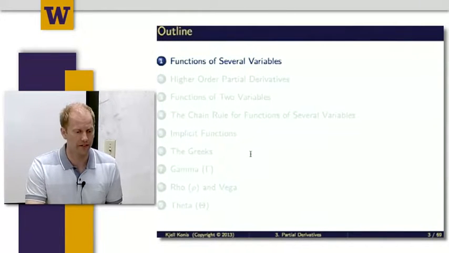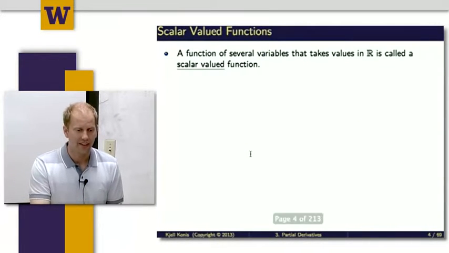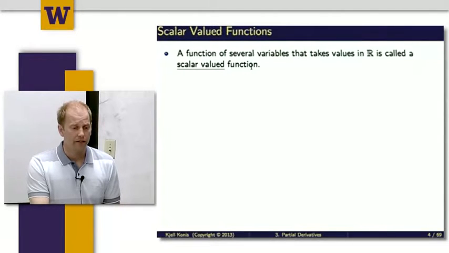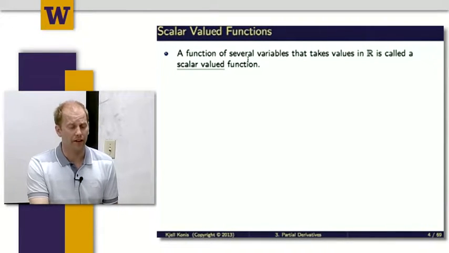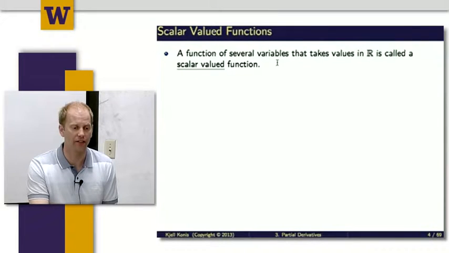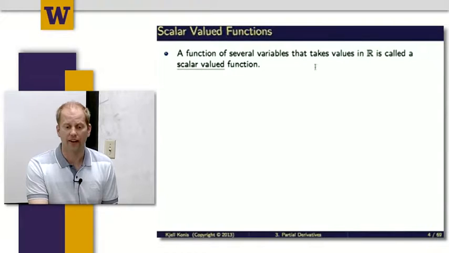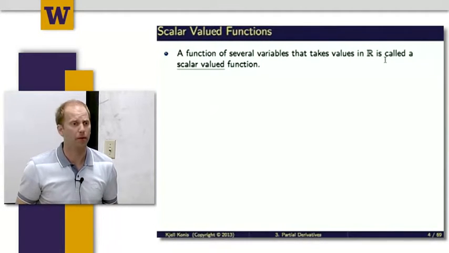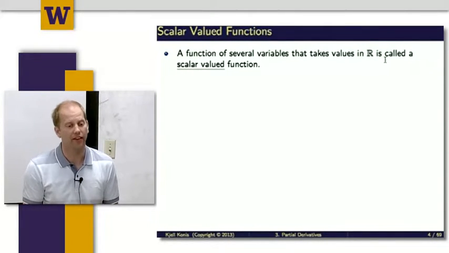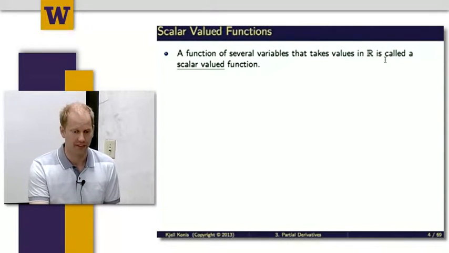So we'll get started with functions of several variables. So there's two types, roughly, that we can talk about, and it just has to do with what the output of the function is. So I'm going to start out with the simplest one, which is a scalar-valued function. A scalar-valued function just takes values in the real numbers. So you put in, if it's of several variables, 2 or more inputs, and you get one number out. And so I'm going to call that a scalar-valued function.